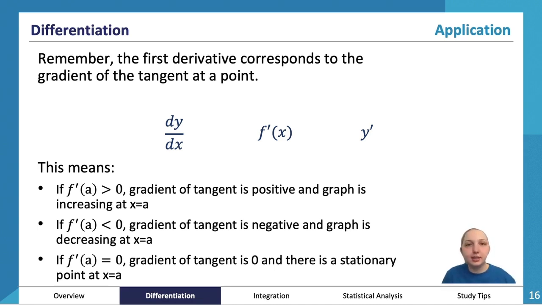So those are the three big things to remember about your first derivative. I think it's fairly self-explanatory: if your first derivative is positive, then the gradient of the tangent is positive and the graph is going to be increasing. If it's negative, the gradient of the tangent is going to be negative and your graph will be decreasing. And if f dash a, or whatever your point is, is equal to 0, the gradient of your tangent is equal to 0, and therefore you're going to have a stationary point because it's neither increasing nor decreasing. So yeah, fairly self-explanatory, I think.